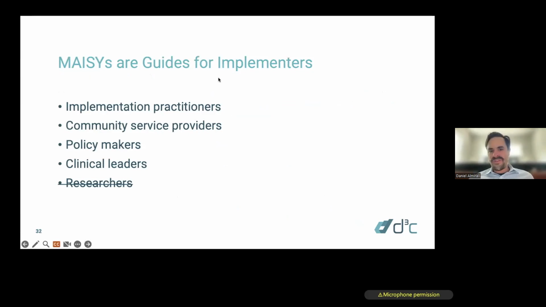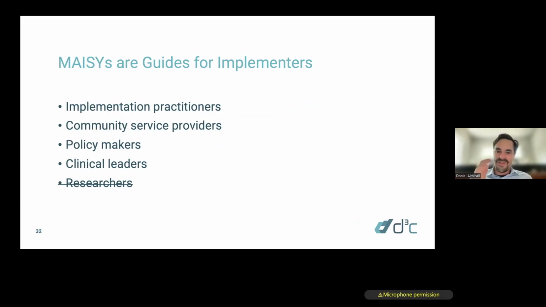I've already hit you over the head. MAISYs are not for researchers. I have yet to talk about research. I've shown you 2 example MAISYs that live in the wild. They're for implementers. So the 2 examples I showed you are for that Department of Education office in the state of Michigan and the state of Connecticut, which employs implementers, which go out to the schools and do implementation. You guys with me?